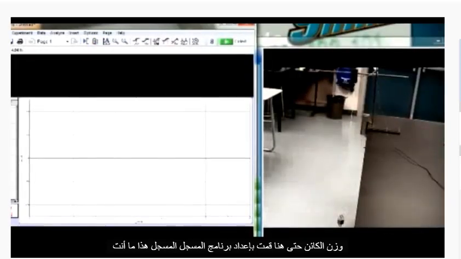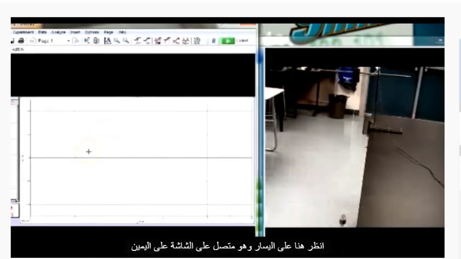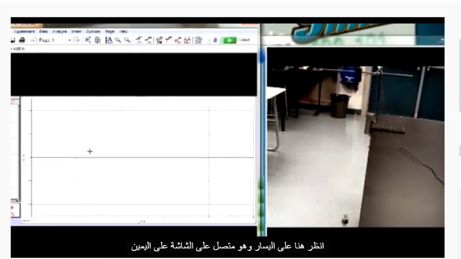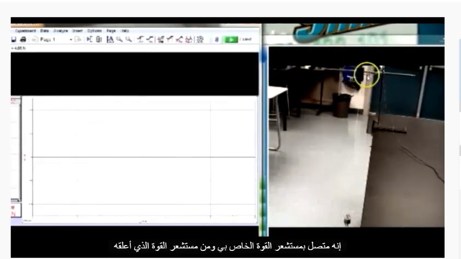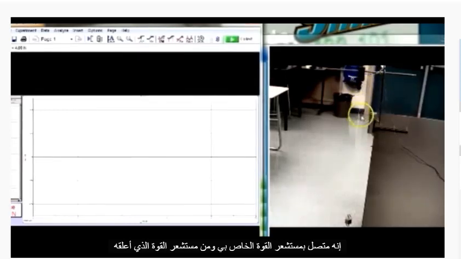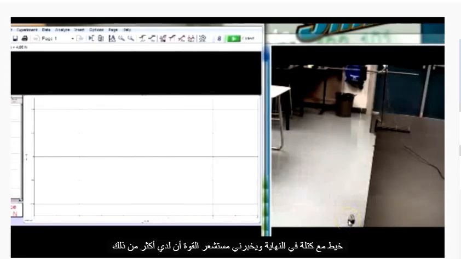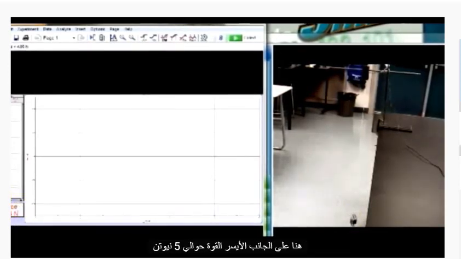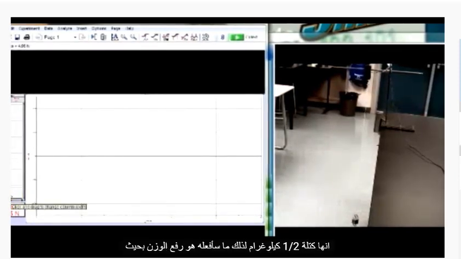So here I've set up my Logger Pro software. That's what you see over here on the left, and it's connected on the screen on the right. It's connected to my force sensor, and from the force sensor I'm hanging a string with a mass at the end, and the force sensor tells me that I have over here on the left side the force is approximately 5 newtons. It's a 1/2 kilogram mass.